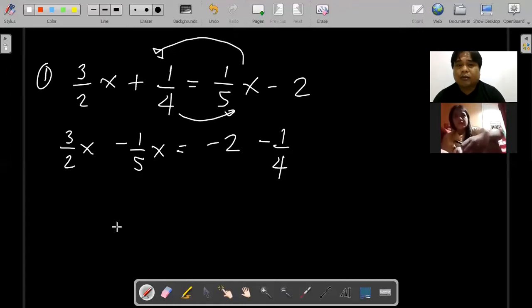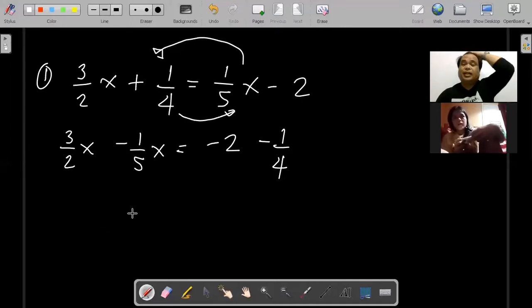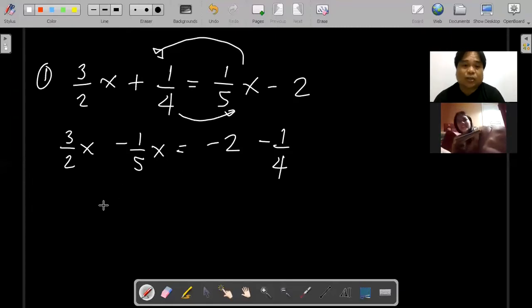For example, 4 is divisible by 2, something like that. But this time, you need to consider what can be divided by both 2 and 5. What's that number? Definitely not 4, because 4 is divisible by 2, but not by 5. The number has to be divisible by both 2 and 5. So what's that number? 10. Yes, so that's what you call the LCD, the least common denominator.